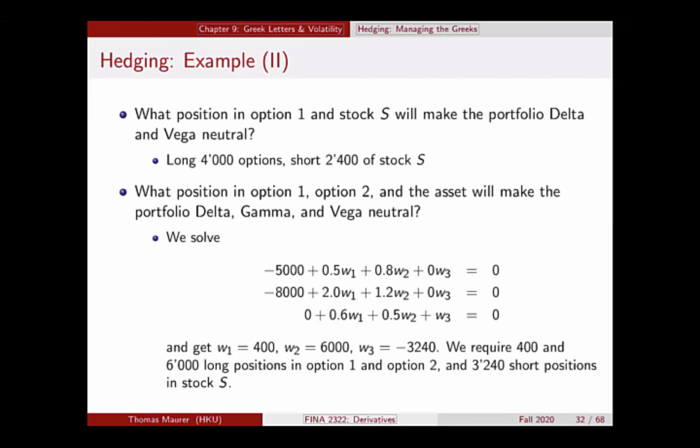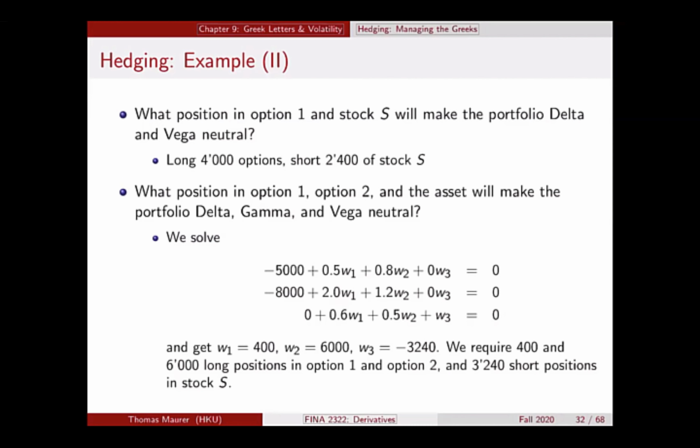Then the second equation over here is for the vega. I say my initial portfolio has a vega of minus 8,000. Again, I add W1 numbers of option number 1 to the portfolio, and each of those options has a vega of 2. And similarly, I add W2 numbers of option 2 to my portfolio, and each of these options has a vega of 1.2. And finally, I have W3 numbers of the underlying asset, and again, the underlying asset has a vega of 0, so this is not going to affect this equation.